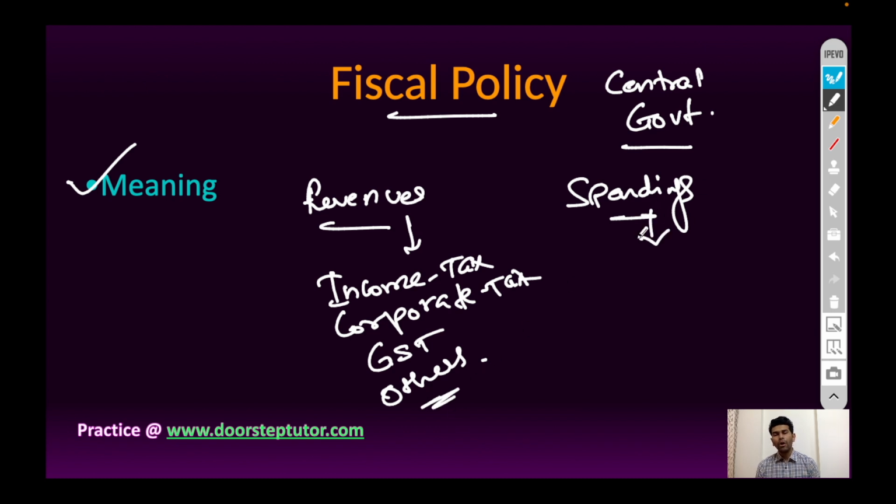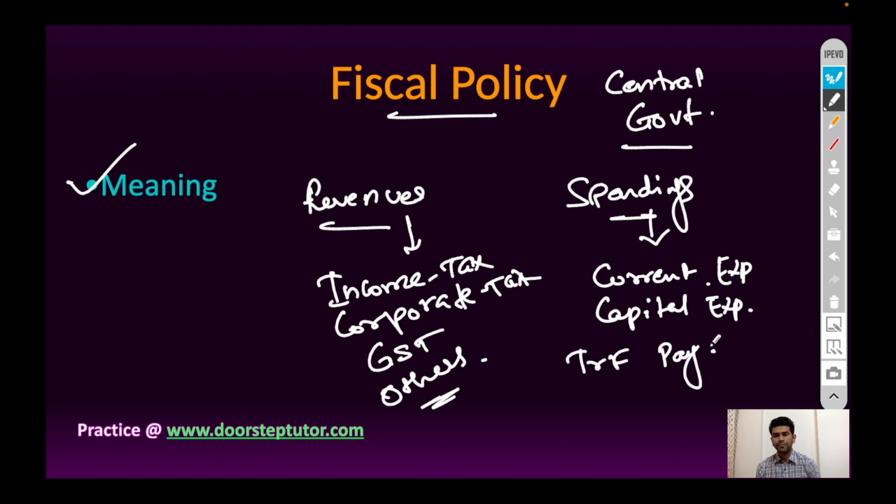Spendings, where the government uses the funds: current expenditures, capital expenditures, and transfer payments. Current expenses are regular expenses. Capital expenses mean investment in infrastructure. Transfer payment means one-sided payment which does not contribute to the growth of the economy.